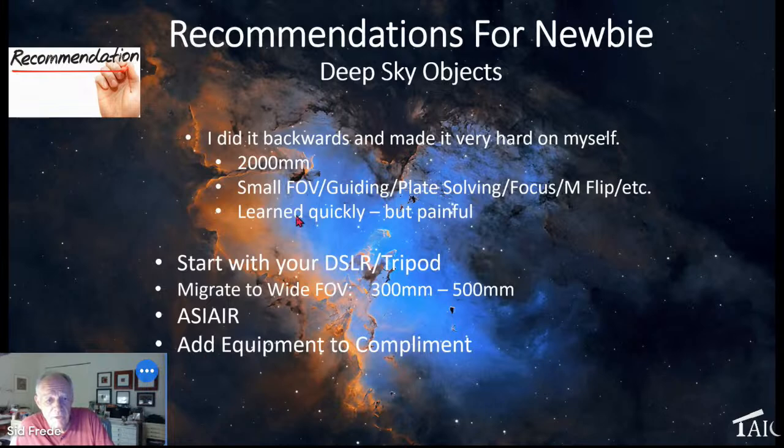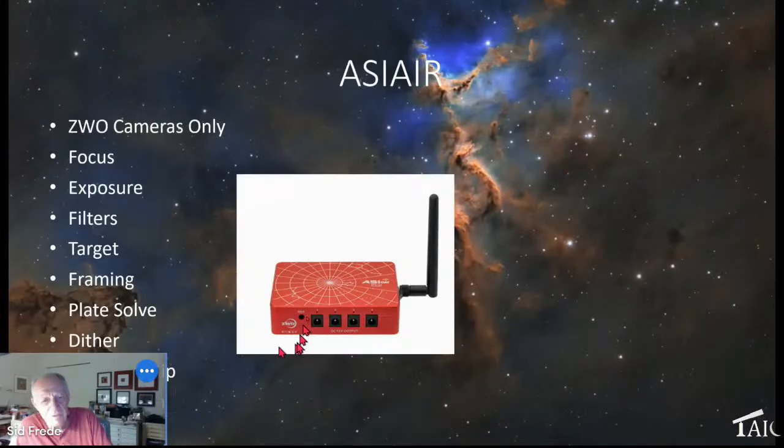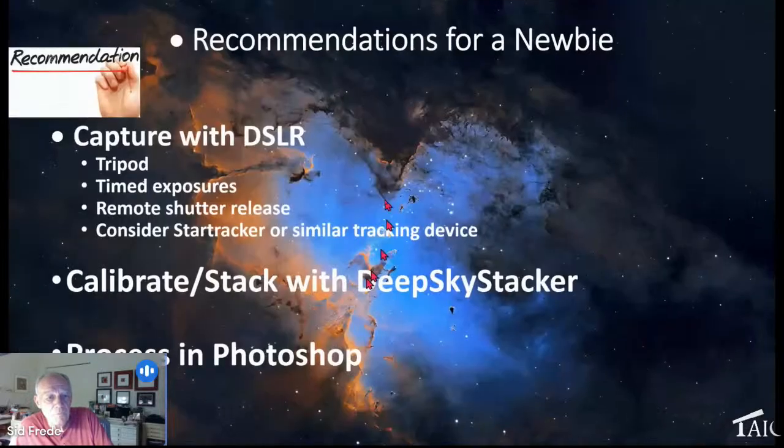You may decide that deep sky isn't for you and you want to do planetary or something different. So the equipment is slightly different and the software is slightly different. So give it time to understand what is of interest to you and then pursue it from that standpoint. And again, utilize ASI Air. It's a great tool, works very well. So spend some time with the DSLR.